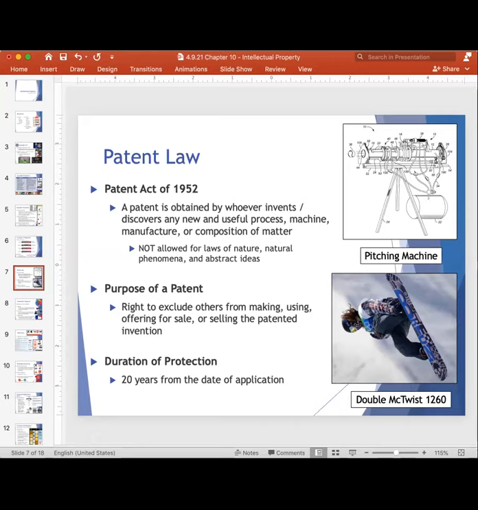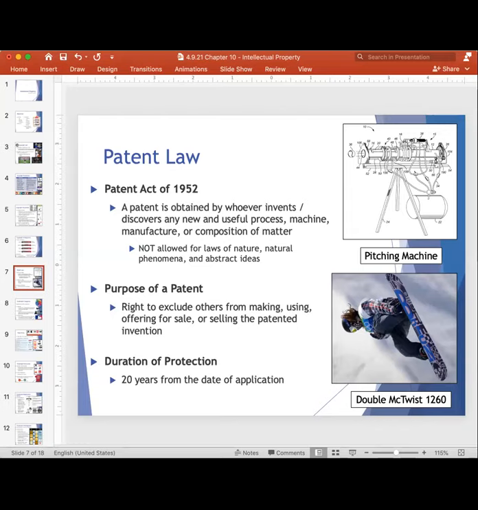Within the sport industry, the majority of patents received in sport have been for equipment, such as the pitching machine design that you will see on this screen. Originally, patents were primarily for inventions. However, the courts have begun to allow patents for business methods, which in sport we have seen as players' moves. It's been super interesting. As you'll see on this slide, Shaun White's double McTwist 1260, which is a really insane snowboard trick that he invented back in 2010 at the Grand Prix. He has patented that move.